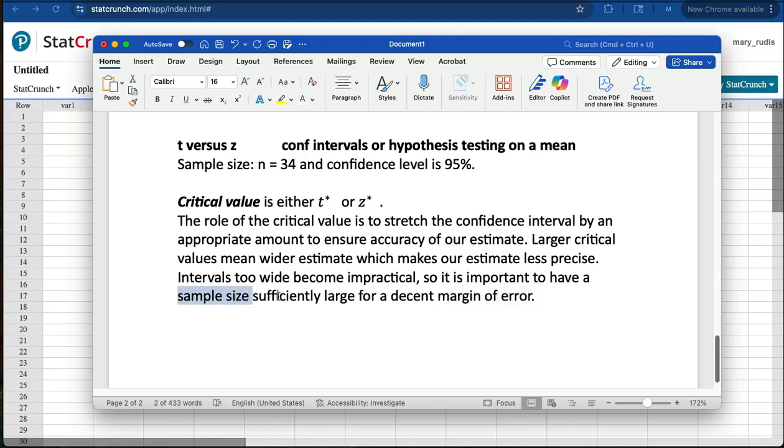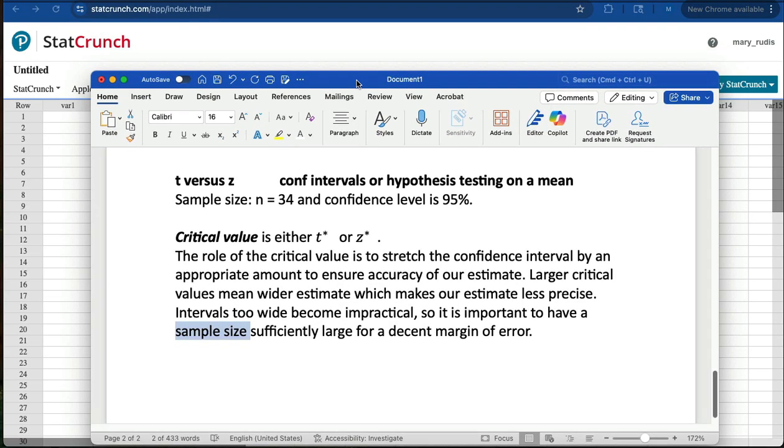Anyway, the purpose of this video is really just to show you, for this situation where we have a sample size of n equals 34 and our confidence level is 95%, what would the difference between a t value and a z value be? What's the difference between the two critical values? And I want to use StatCrunch for that purpose.